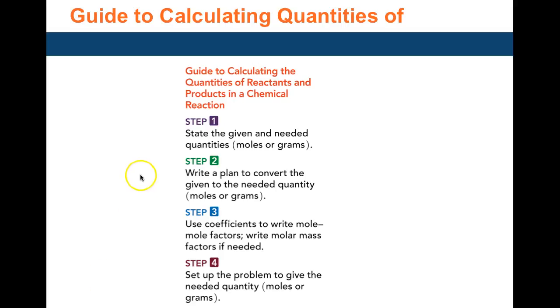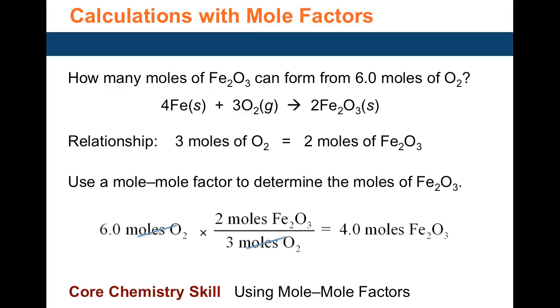So how do you calculate quantities using these mole relationships? Look at what's given, what do you need? Again, write up your plan, use all the coefficients, but the first thing is make sure that the reaction is balanced, and then you can write down those mole factor relationships. All right. If you need the molar mass, calculate the molar mass, and then set up the problem to identify the unknown. So how many moles of iron(III) oxide can form from 6 moles of oxygen?